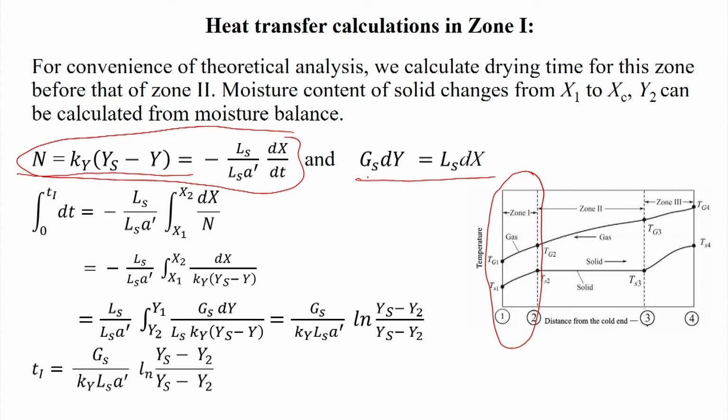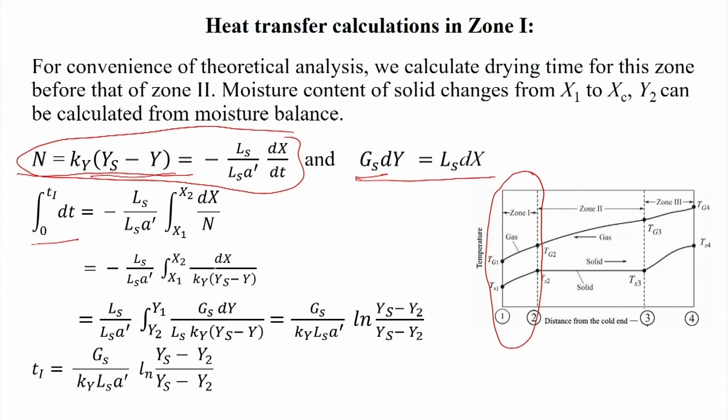in place of Gs or Ls, if we put this, dt will be nothing but minus Ls by A prime, and we will integrate from 0 to T1 time. T1 means how much time we will take in zone 1, where the moisture content decreases from X1 to X2. So, that is dX by N. This N will be replaced by Ky into Ys minus Y.